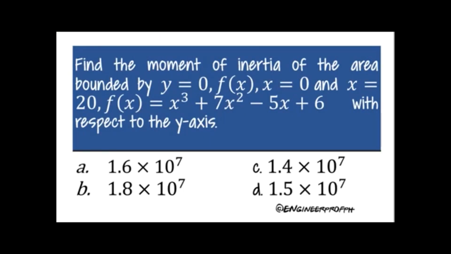Yung next problem natin, guys: find the moment of inertia of the area bounded by y equals 0, x equals 0, and x equals 20. So, yung f of x is equal to x cubed plus 7x squared minus 5x plus 6, with respect to the y-axis. So, i-graph natin yung curves.